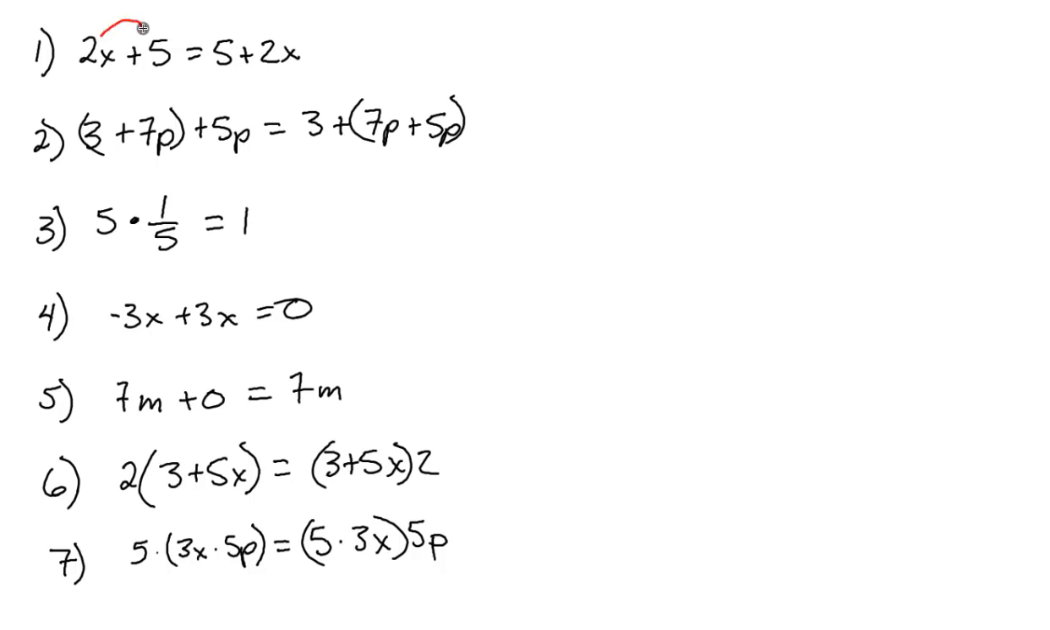They swapped places. Yeah, swapping order, that is the commutative. Commutative property of, they swapped around a plus sign, so commutative property of addition. Number 2, what happened here? 3 plus 7p plus 5p equals 3 plus 7p plus 5p. They did not swap order, but the parentheses moved. So that is the associative property of addition.